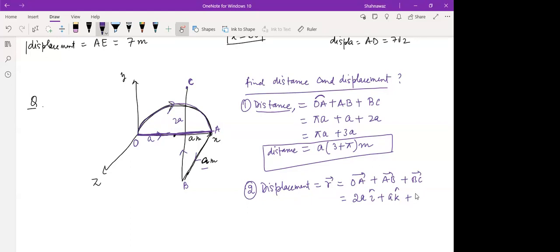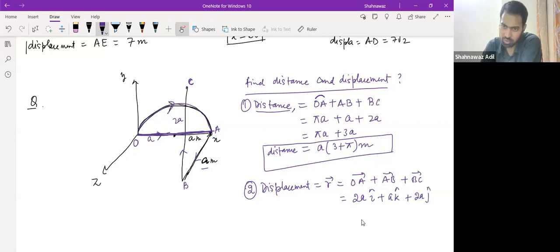2A J cap. So the vector would be 2A I hat plus 2A J hat and plus A K hat. Right. So this would be the displacement vector.